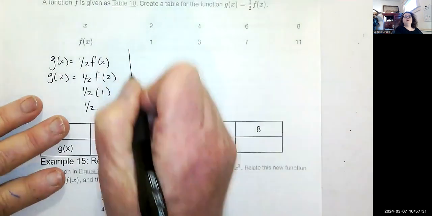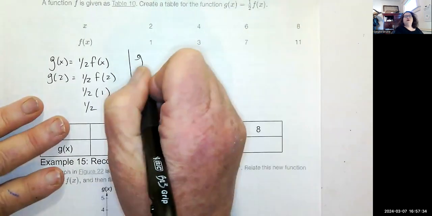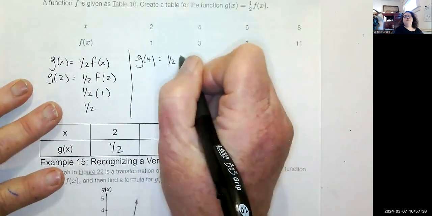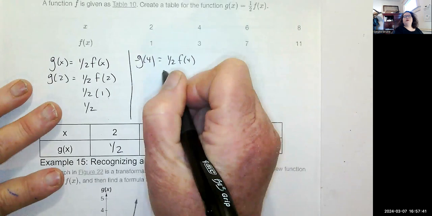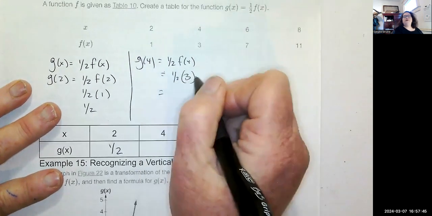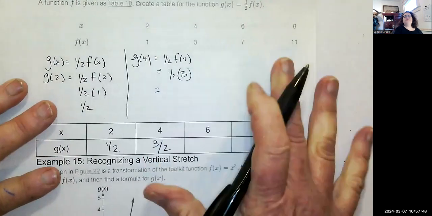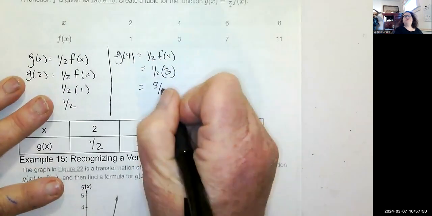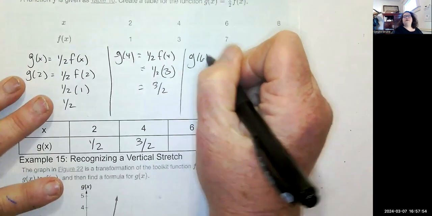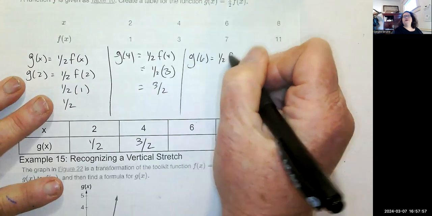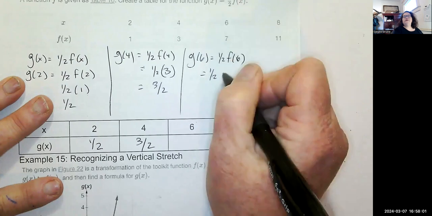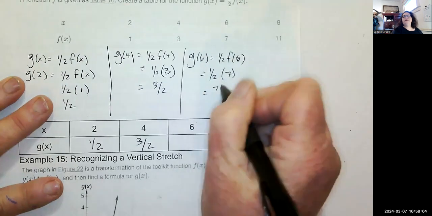All right. I'm going to go to g of 4. g of 4 right here is equal to half of f of 4. f of 4 is 3. Half of 3 is 3/2. Let's go with g of 6. And that is half of f of 6. f of 6 is 7. And so that is 7/2.